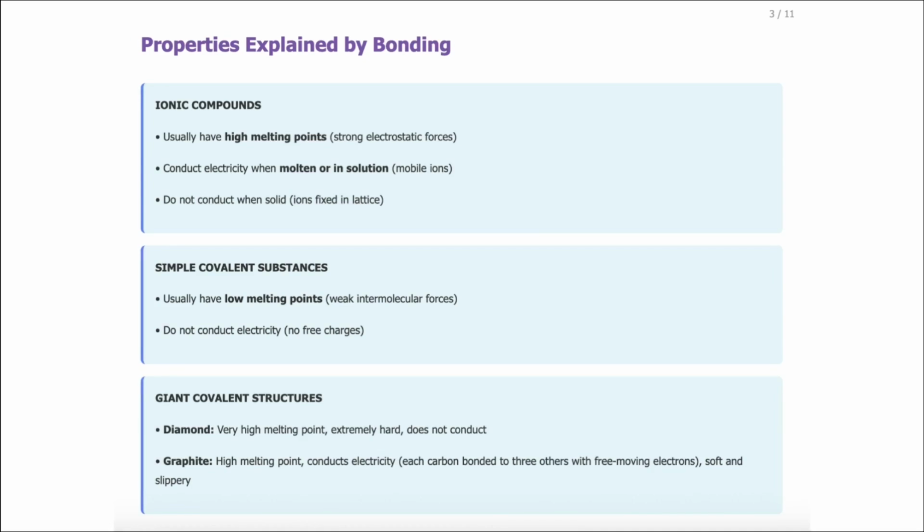Bonding also explains substance properties. Ionic compounds have high melting points due to their strong electrostatic forces, and they conduct electricity only when ions are mobile in molten or aqueous states. Simple covalent molecules have extremely weak intermolecular forces, giving them low melting points. However, giant covalent structures are exceptions to this, with examples being diamond, which is extremely hard and non-conductive, and graphite, which conducts electricity due to the presence of delocalized electrons.